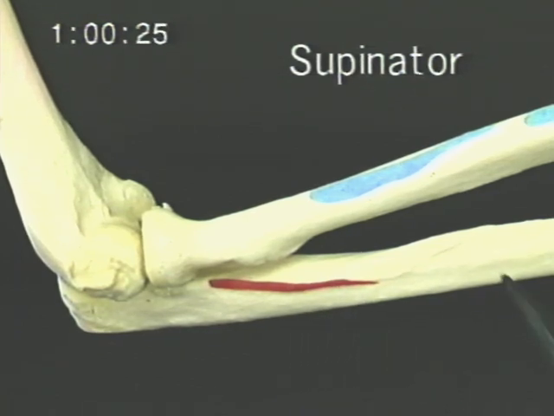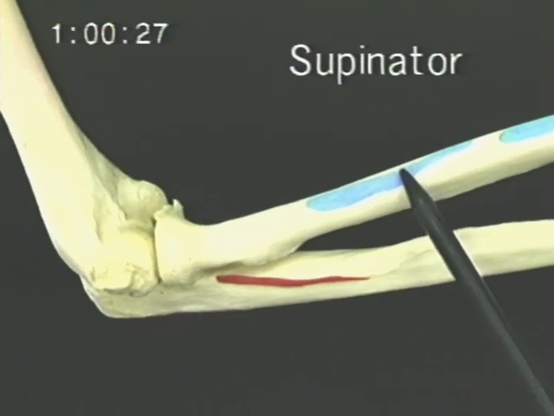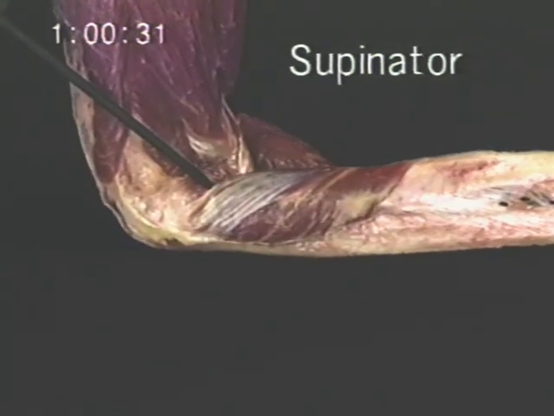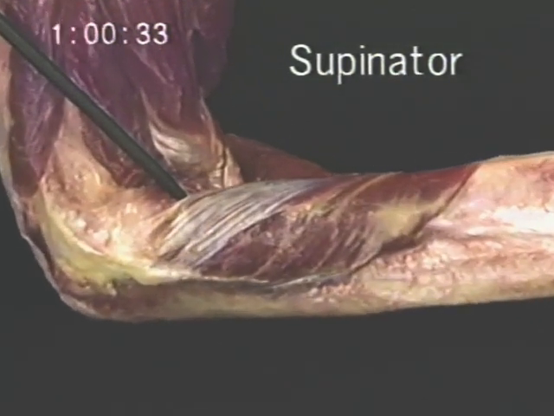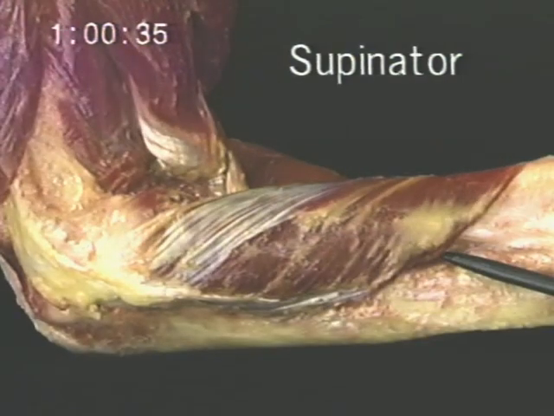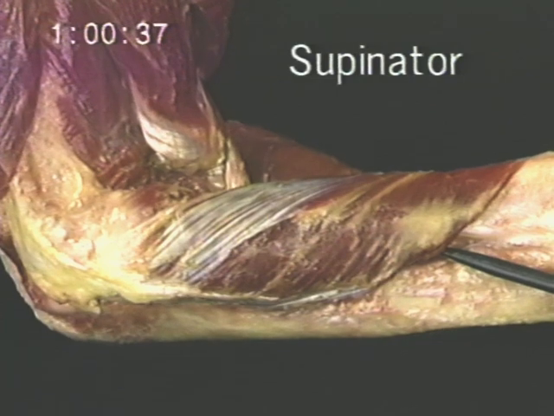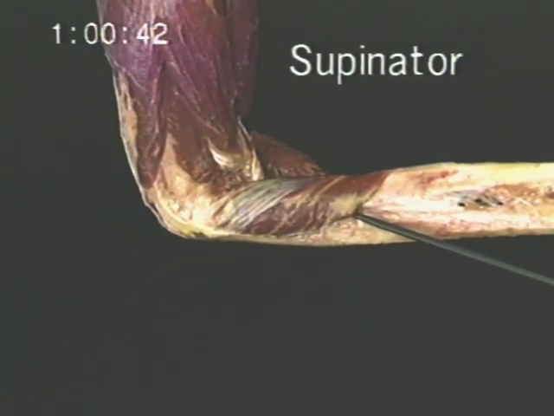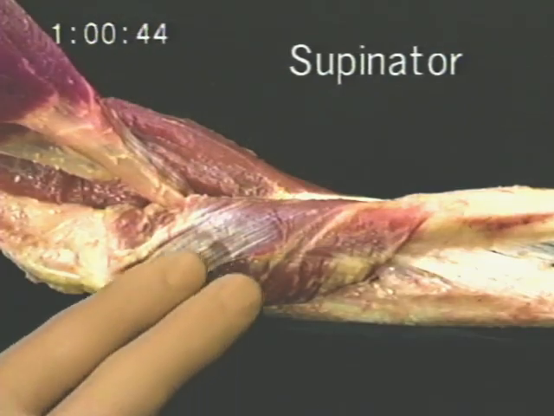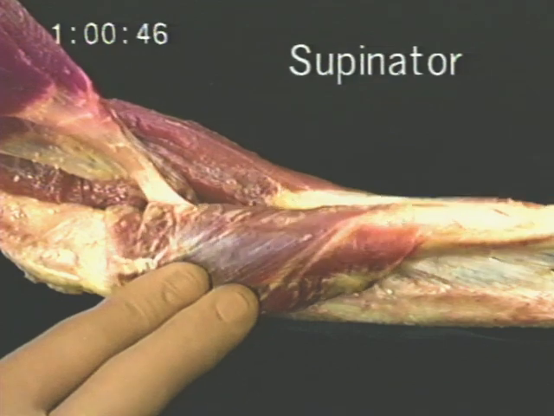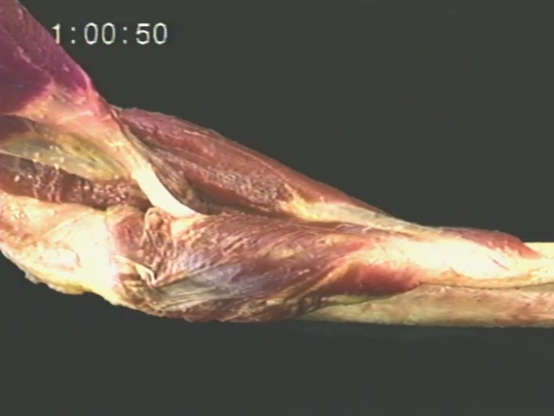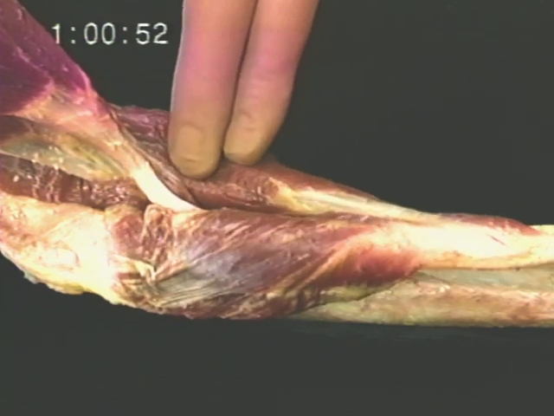It's inserted on the radius along a line ending just above the insertion of pronator teres. The deep branch of the radial nerve runs through the supinator. It enters here and emerges under here. Here's the action of supinator. It's a nice match for pronator teres.